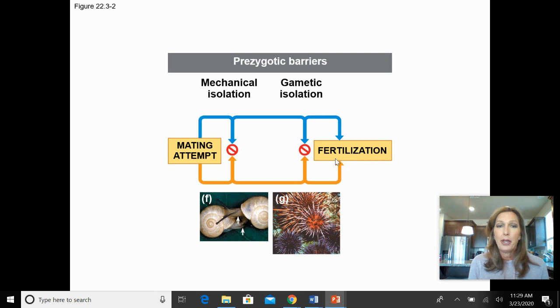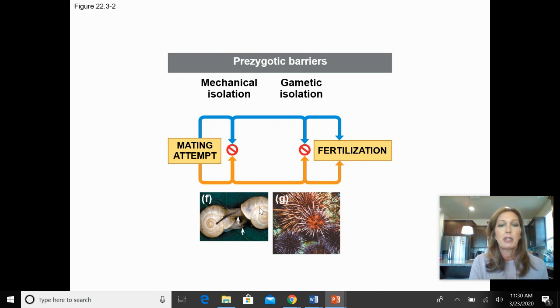Now, two other prezygotic barriers actually do involve a mating attempt. But again, there's not going to be any gamete formation, so it's a prezygotic barrier. So a mechanical isolation exists when they just can't mate. Here you've got these two snails trying to mate, but the shells get in the way. So with the shells getting in the way, it just goes clunk, clunk, and nothing happens, and they're not able to mate. You see that actually with different turtles.